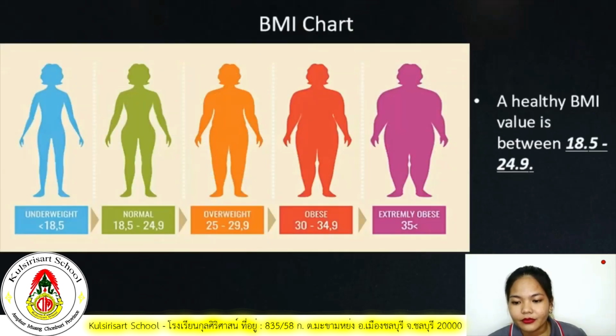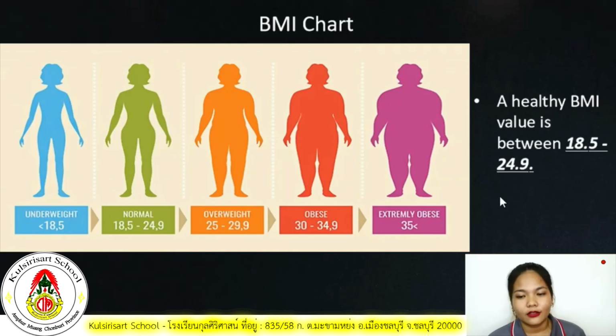Okay. Now, I have here the BMI chart. As you can see in here, we have different ranges. If you're underweight, your BMI is less than 18.5. If you are in your normal BMI, you are between the ranges 18.5 to 24.9. If you are overweight, your BMI range is 25 to 29.9. If you are obese, your BMI range is from 30 to 34.9. If you are extremely obese, your BMI is more than 35. Now, take note that a healthy BMI value is between 18.5 to 24.9.